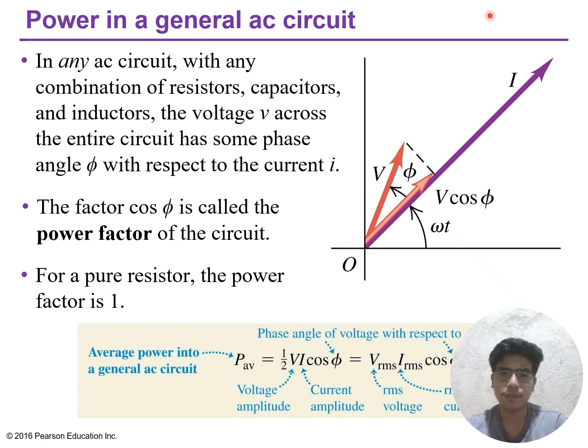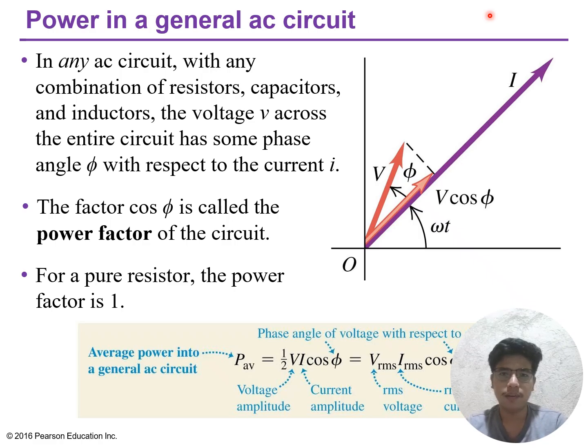The average power delivered to the circuit is P average equal to one half V naught I naught cosine phi, where V naught and I naught are the voltage and current amplitudes.